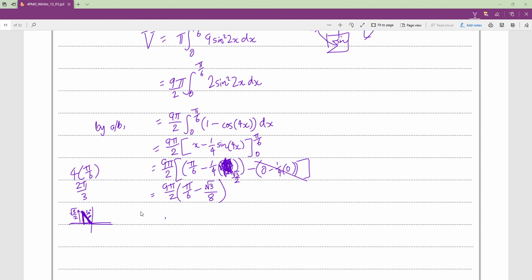And now we multiply the brackets out to get our final answer for volume, which is going to be 9 over 18, that's 1 over 2, so 1 over 2 pi squared minus 9 over 16, 9 root 3 pi over 16. You can't really simplify it more than that, so this is our final answer. And no.